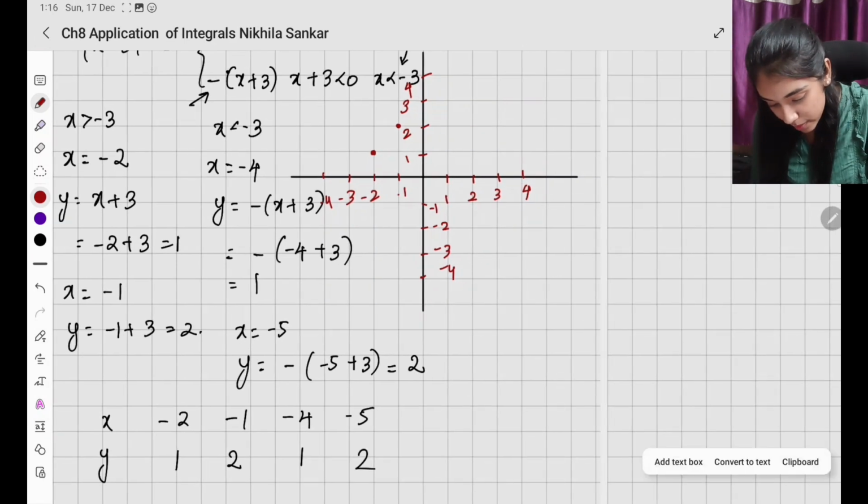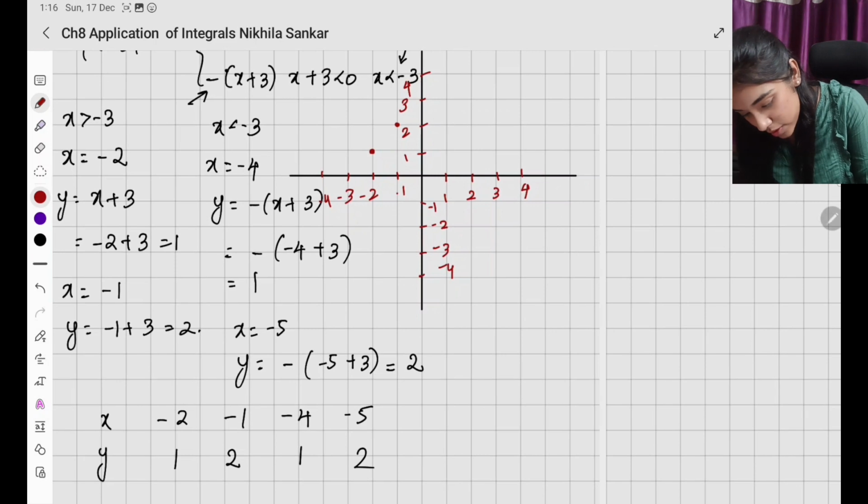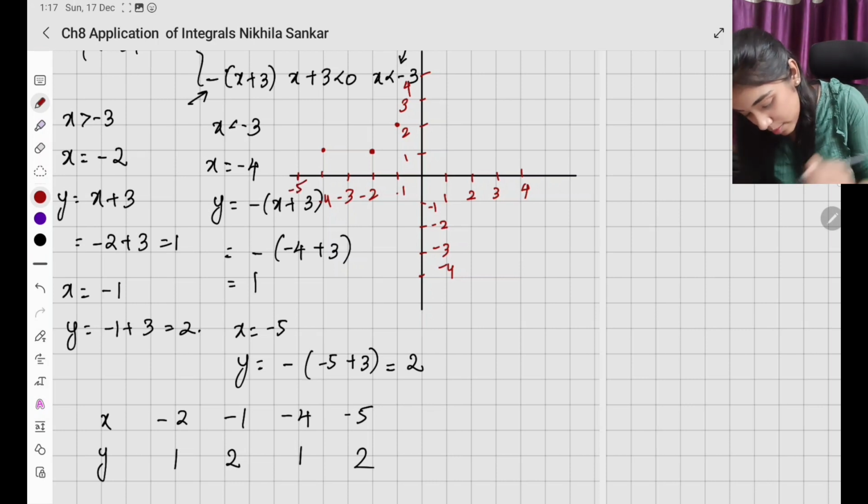And x is equal to minus 4, so x is minus 4 and y equals 1. Again it is going to be this particular point. And x is equal to minus 5, so this is minus 5. X is equal to minus 5 and y equals 2, so again it is going to be this particular point.